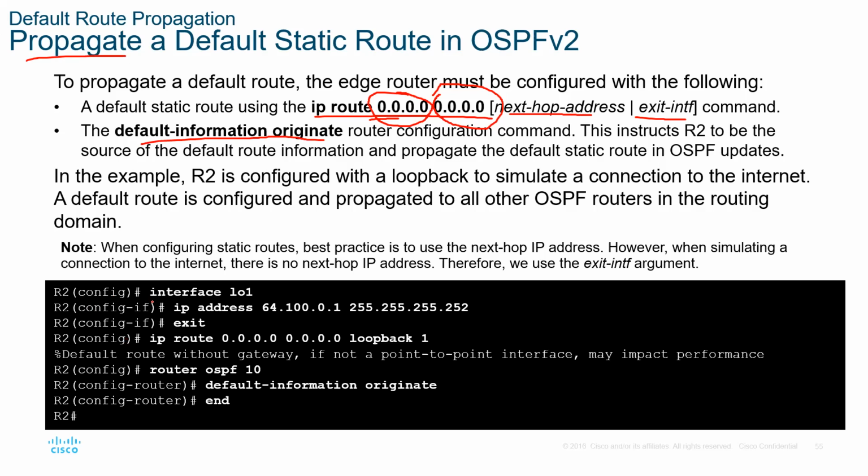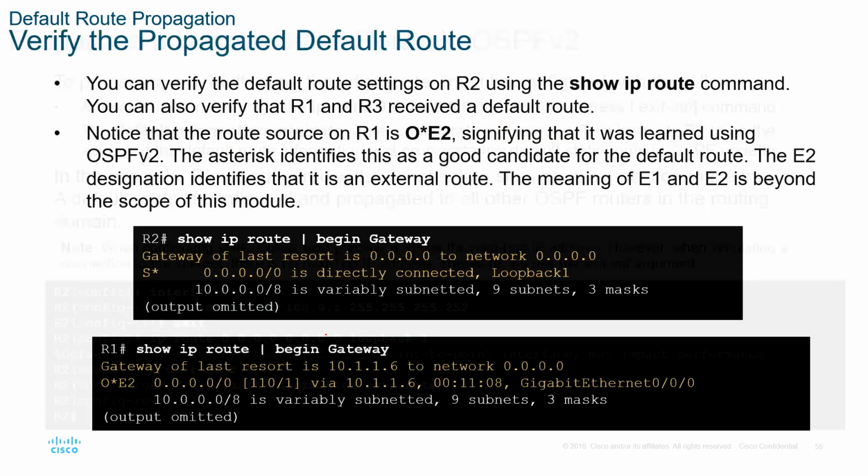Okay, so for instance here, interface loopback 01, then an IP address was given to it, no problem. Then we now come and say IP route. I'm doing an IP route, and then I'm saying forward the IP route to this particular interface. Then once I do that, I say router OSPF 10, default-information originate. That particular command helps to propagate this default route in question.